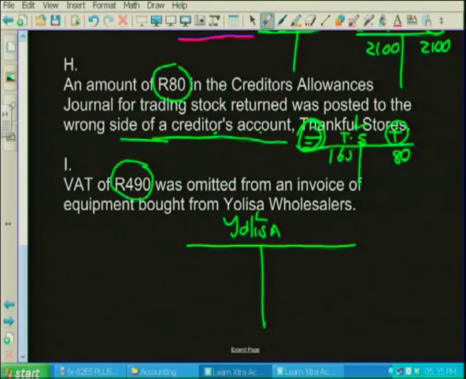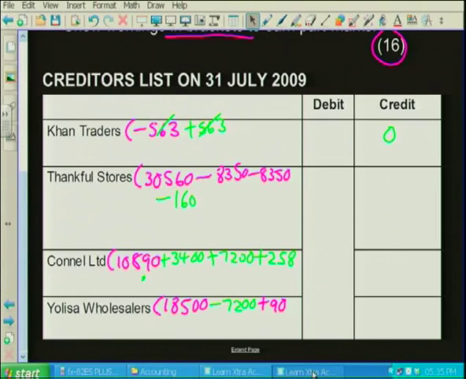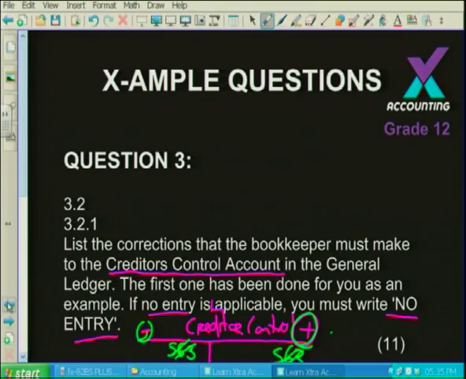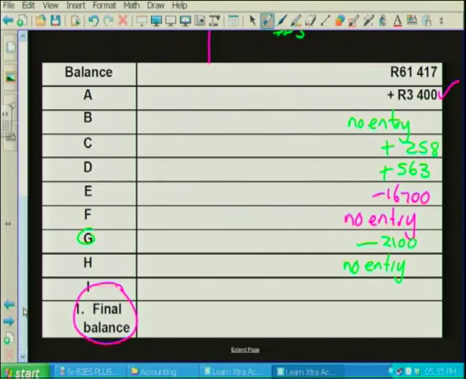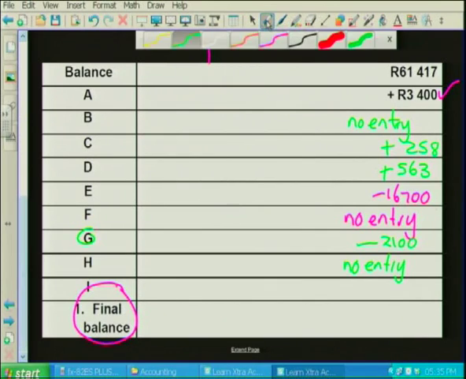Yolisa Wholesalers, liability minus plus. Remember, this is the VAT that we obviously were charged. So this VAT would increase the amount that we are owing to Yolisa Wholesalers. So on the credit side, this amount of 490. By crediting Yolisa Wholesalers, we are obviously owing them more. So let's now go to our list. In our list, Yolisa Wholesalers, we are now owing them, so we are going to add this VAT amount of 490. Let's not forget about the control account, because this was omitted, so it will affect the control account as well.